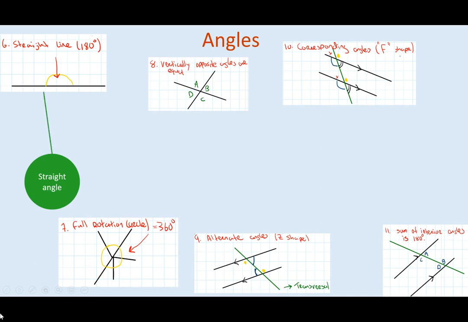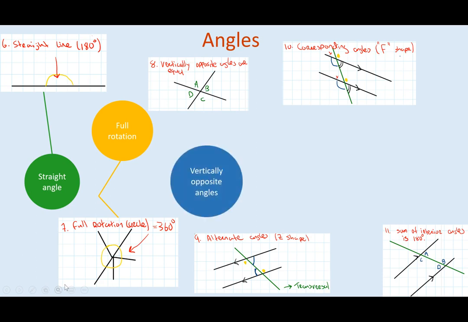A straight line is 180 degrees. So any straight line, the angle is 180 degrees. A full rotation then has an angle of 360 degrees, or a full circle 360.